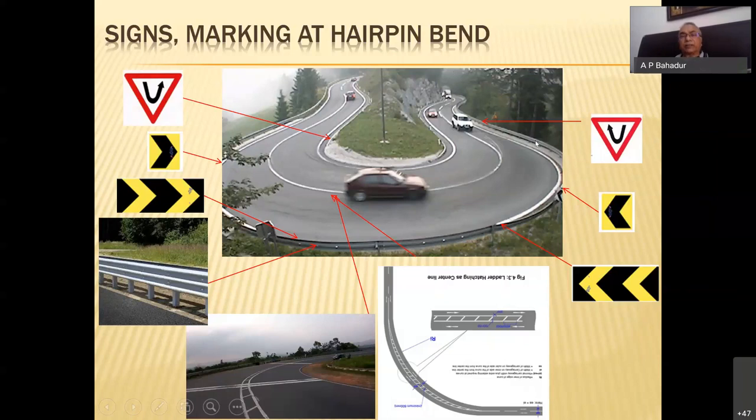Similarly, from the other direction of travel, it's quite likely that beyond the apex of the hairpin bend curvature, there could be a valley side. So you provide a crash barrier. Now for the center also, you should provide a marking system, which is given in IRC SP5, which provides for a no crossing zone like that. So these are some of the measures which can be very well taken for providing safety on the hairpin.